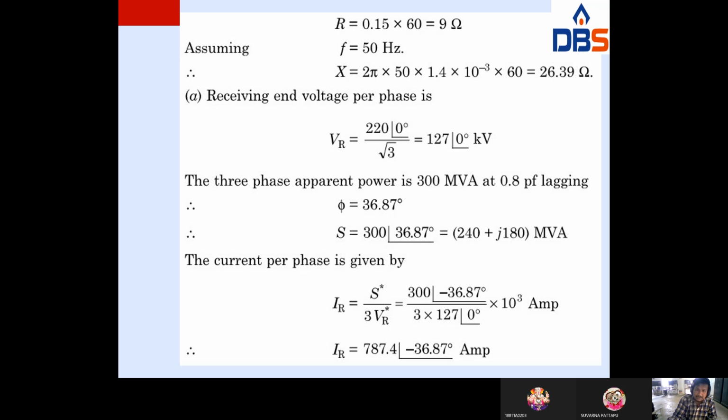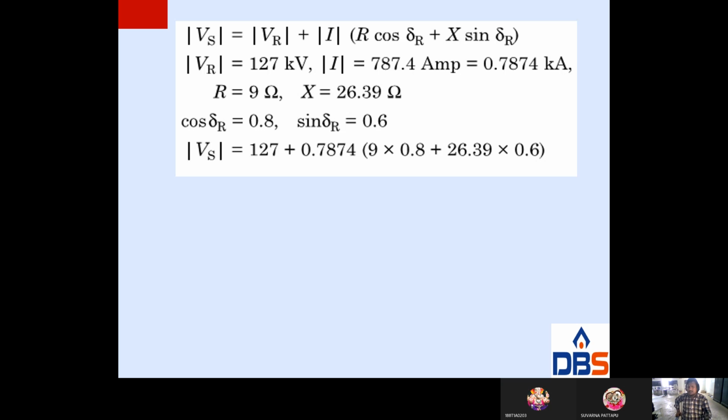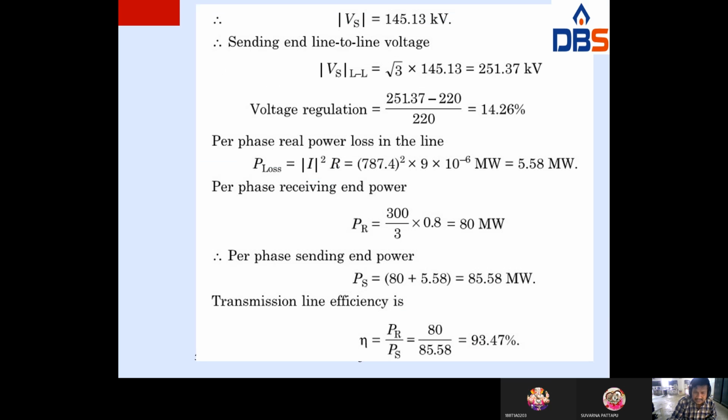Now go for the sending end voltage and sending end current, right? We know the formula: Vs is equal to Vr plus IR cos phi r plus IX sin phi r. Vr is 127 kV, I is equal to 787.4 amperes, R is equal to 9 ohm, X is equal to 26.39. For the lagging power factor, cos phi is 0.8 and sin phi is 0.6. Then calculate all these things. So the sending end voltage Vs is equal to 145.13 kV. This is the phase voltage.